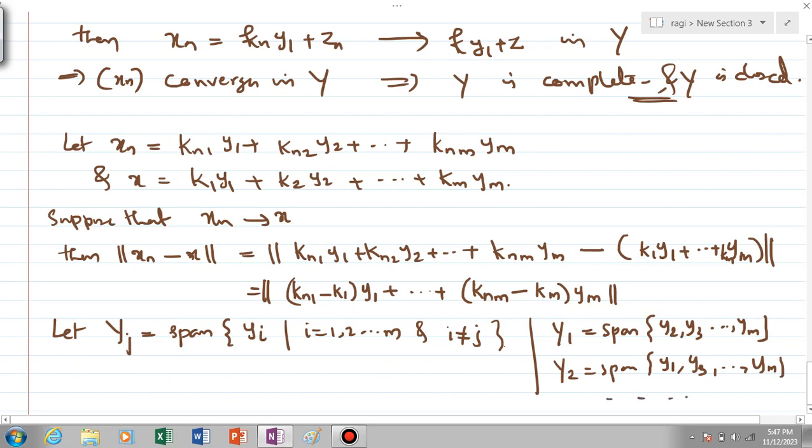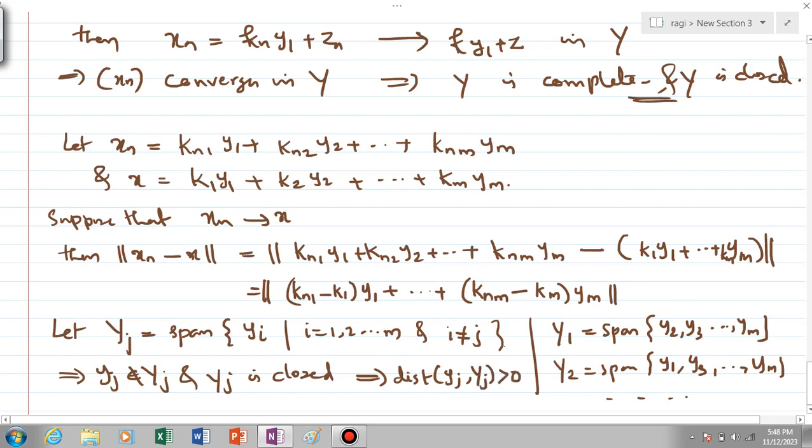So the particular element y1 is missing in the subspace Y1, and y2 is missing in the subspace capital Y2, and so on. So clearly small yj is not in capital Yj, and capital Yj is closed by our assumption, and so the distance of small yj from capital Yj is clearly greater than 0.